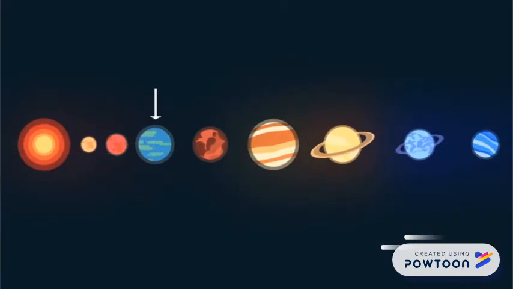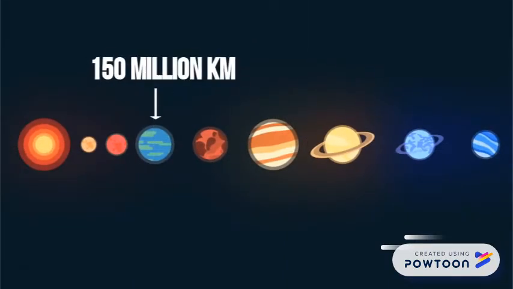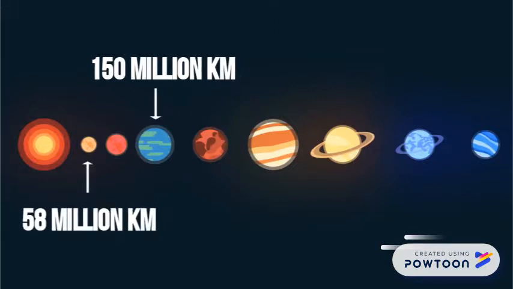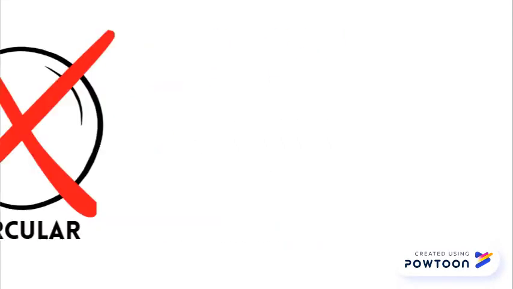Earth's average orbital distance from the Sun is almost 150 million kilometers, while the closest planet to the Sun, Mercury, has an average distance of only 58 million kilometers. We say average because an orbit is not exactly circular, but rather it is more elliptical.